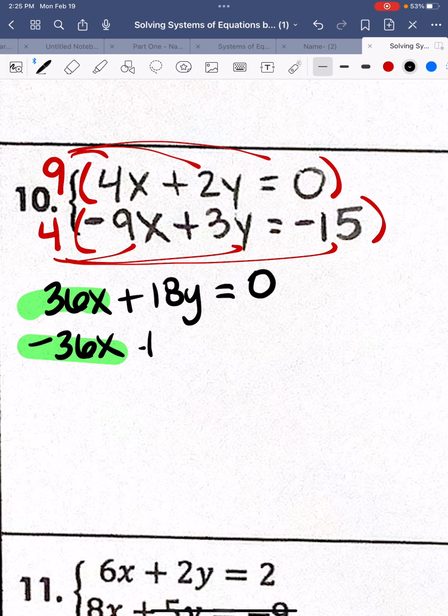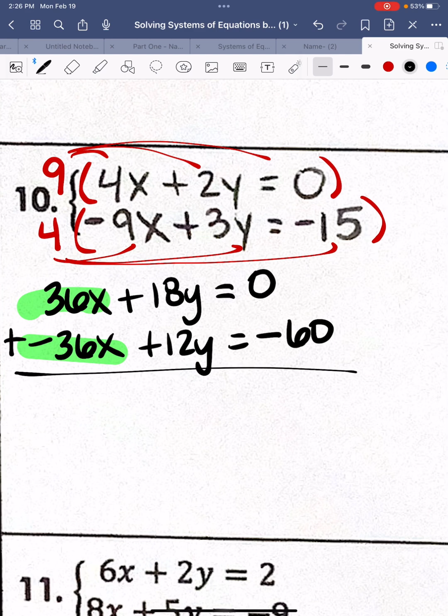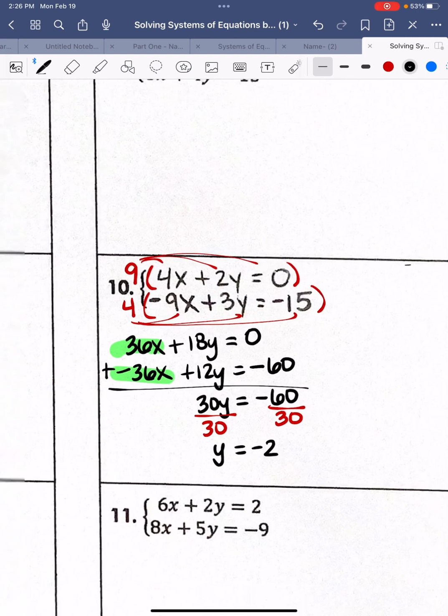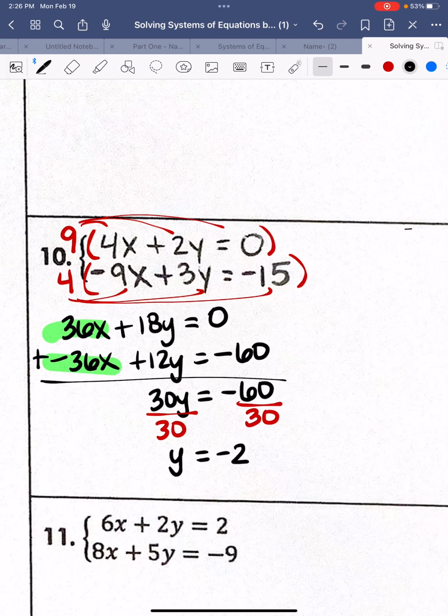And then you have 4 times 3, which is positive 12. And then 4 times negative 15 is negative 60. Opposite pairs, same number. I'm ready to draw my plus sign and go. If I combine my y's, that's going to get me 30y. And then 0 minus 60 is just negative 60. I need to divide by the number that's stuck to the letter. So I'm going to divide by 30. And y, because I got y all by himself, will be equal to negative 2. So again, just because you multiply both equations by a number, you can still plug it into whichever one that just floats your boat.